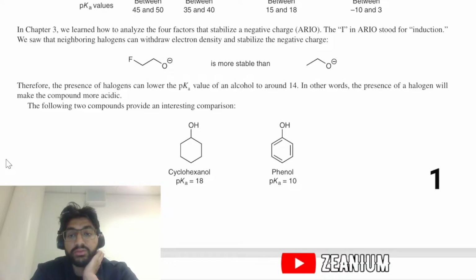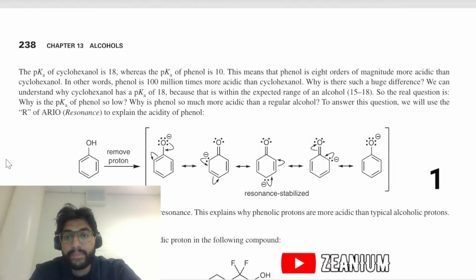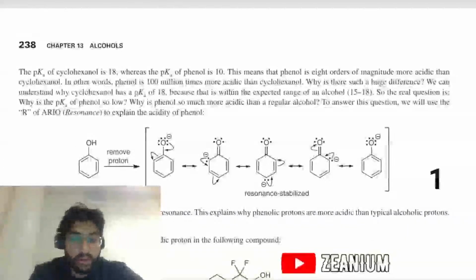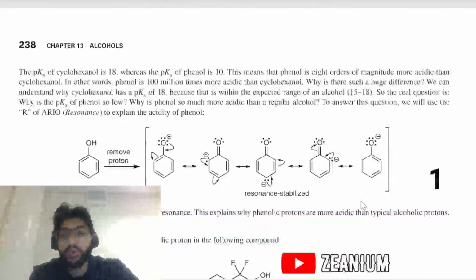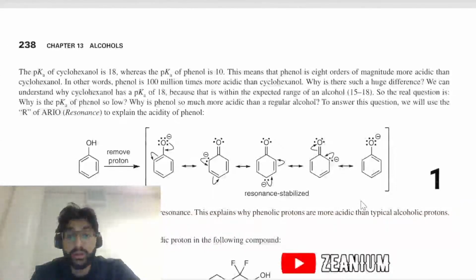The following two compounds will provide an interesting comparison. Cyclohexanol is less acidic than phenol. The pKa of cyclohexanol is 18, whereas the pKa of phenol is 10. This means that phenol is 8 orders of magnitude more acidic than cyclohexanol. In other words, phenol is 100 million times more acidic than cyclohexanol. Why is there such a huge difference?